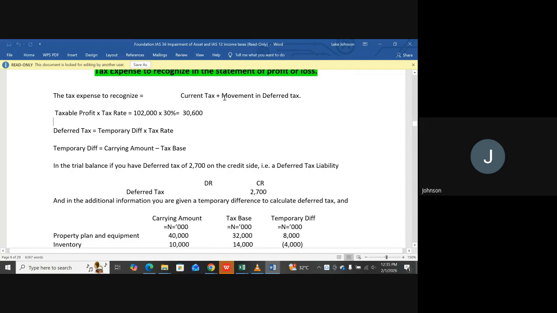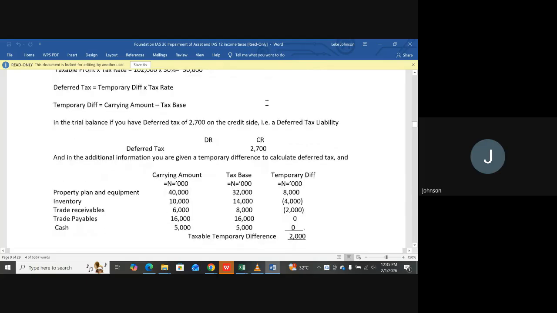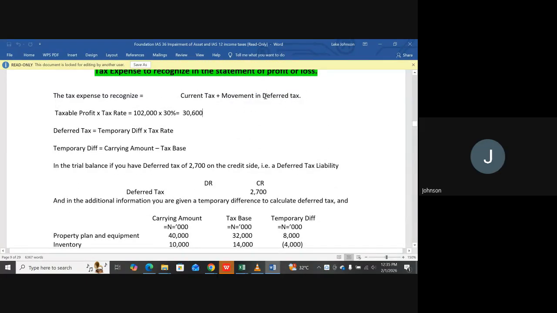Then you also need to look at the movement. And for instance, you need to learn to calculate deferred taxes. I told you that to calculate deferred taxes, you need to compare the carrying amount of your assets and your liabilities with the tax base. Once you have done that, you take the difference between the carrying amount and your tax base and multiply by the tax rate. So that difference is what we call a temporary difference. That temporary difference can either be a taxable temporary difference or a deductible temporary difference.